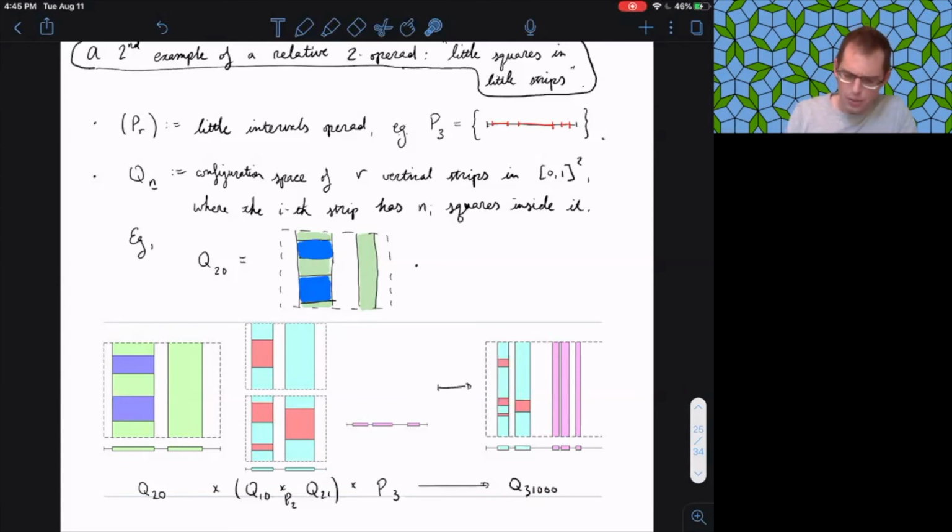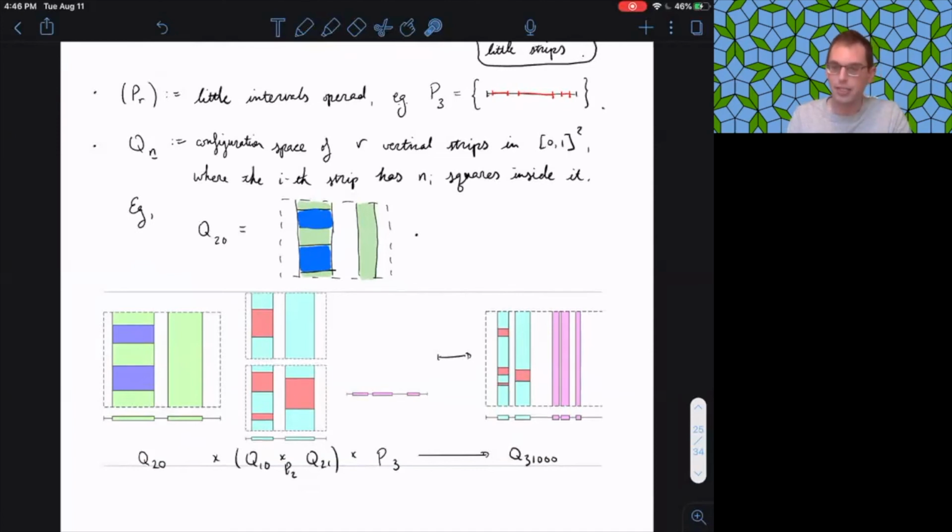And now what's Q sub n going to be? Well, we're going to take the unit square, and we're going to draw our vertical strips, and inside the ith vertical strip, we'll have n sub i squares. And so you can see an example of that here, Q sub 2,0. So we have 2 strips, these green guys, and then 2 squares inside the first strip.